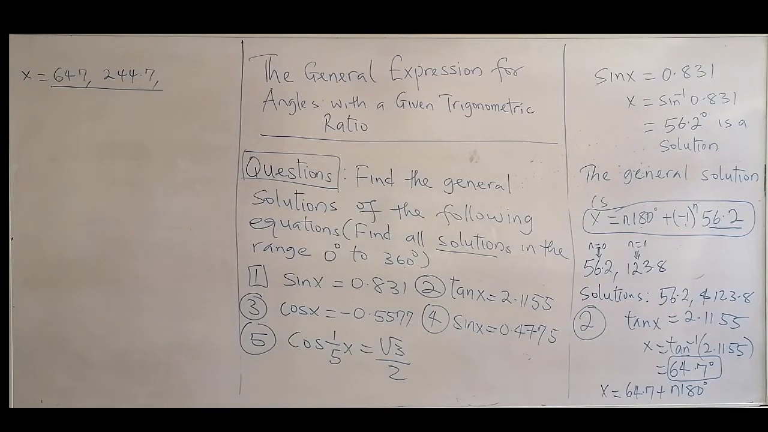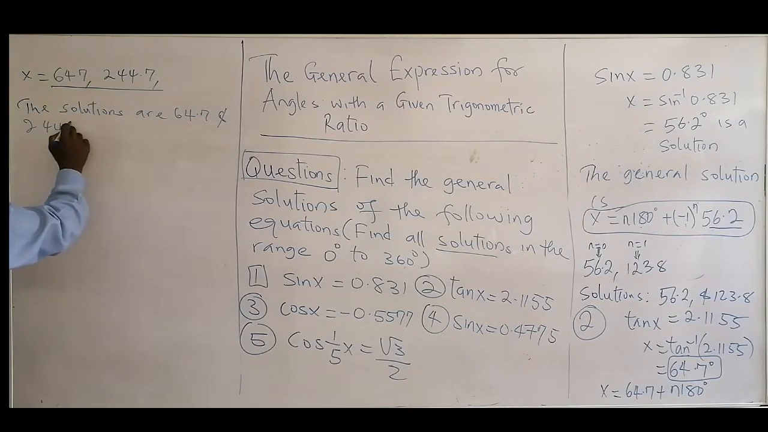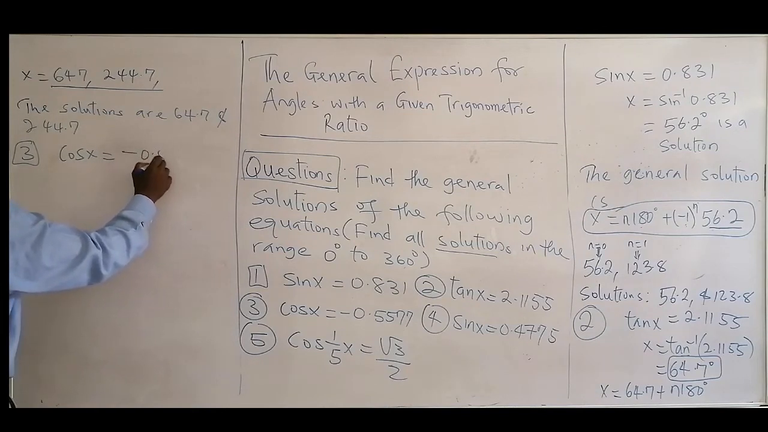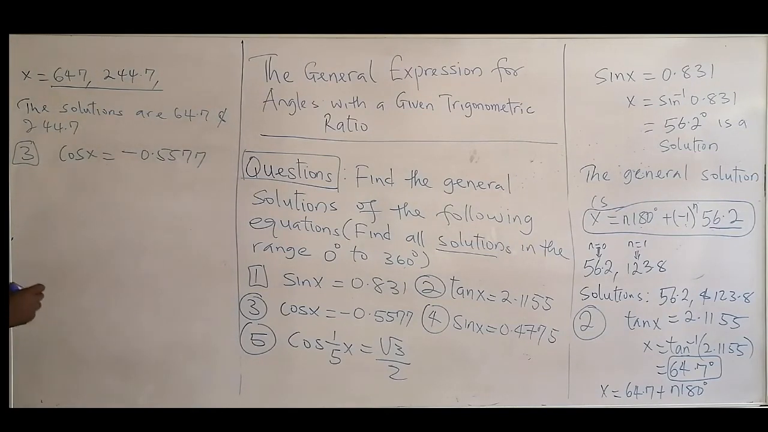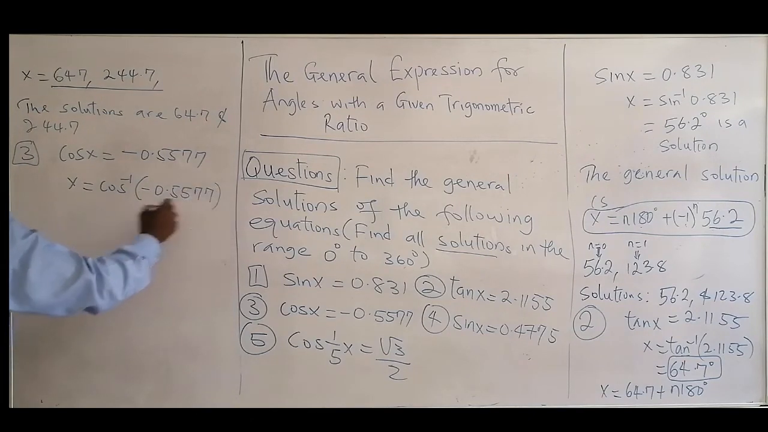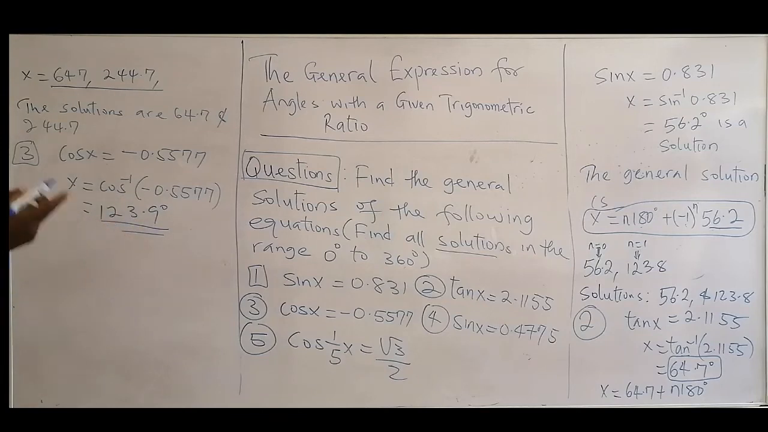So these are the solutions for this equation. The solutions are 64.7 and 244.7. Question 3. Cos x equal to minus 0.5577. With that we can get x equal to the inverse cosine of 0.5577. Then we can get the value of that, 123.9 degrees.